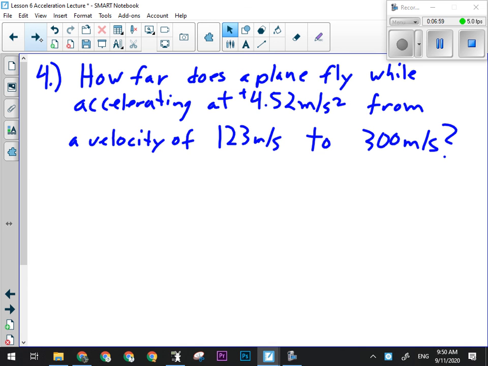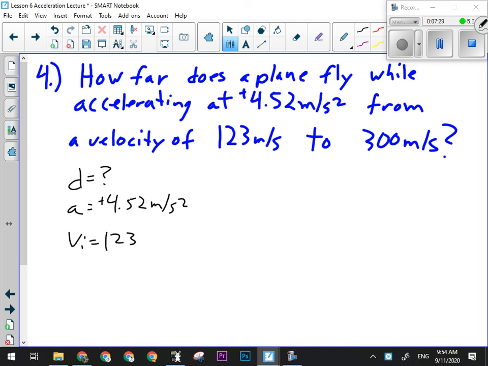Okay, have you tried this one? How far does a plane fly while accelerating at positive 4.52 meters per second squared from a velocity of 123 to 300 meters per second? So you're looking for d this time. We're looking for how far the plane flies, which means we're looking for d. It's accelerating at positive 4.52 meters per second squared, and it's changing its velocity from 123 to 300 meters per second.